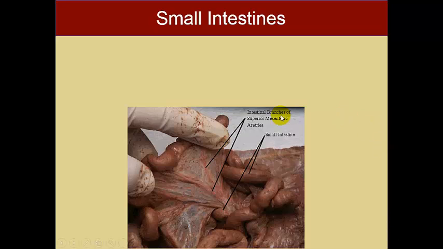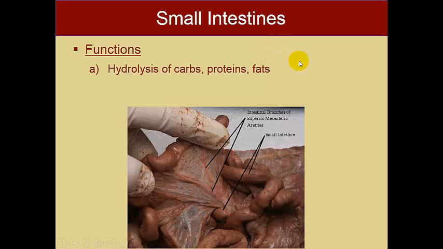The small intestines is the key organ of the digestive system, and it has two very key functions. The first is the hydrolysis of all three food types: carbohydrates, proteins, and fats or lipids. Once again, hydrolysis is the chemical or molecular breakdown of these molecules, catalyzed by hydrolytic enzymes such as amylase, trypsin, and lipase. Those are the enzymes that digest each of these organic molecules.